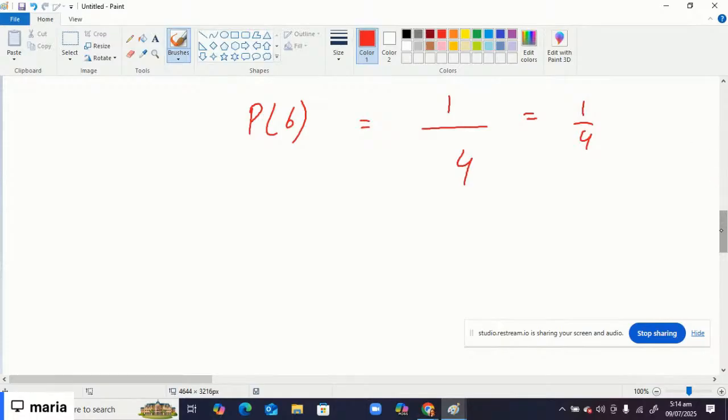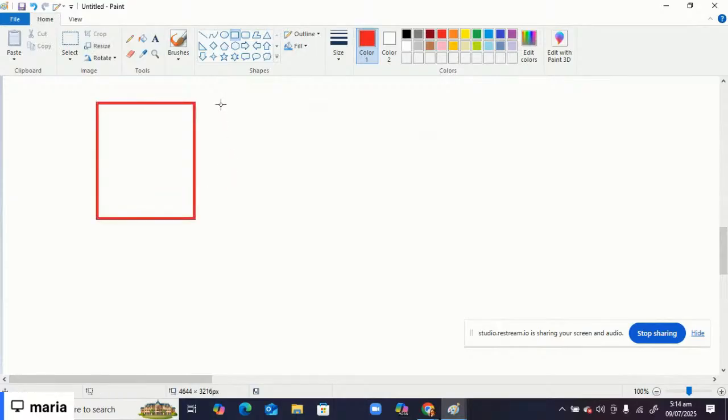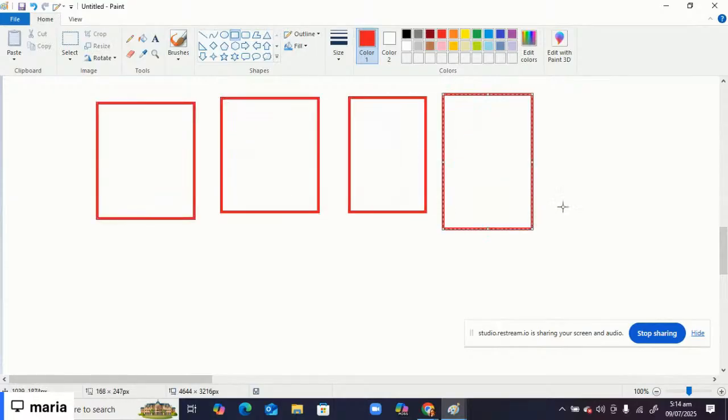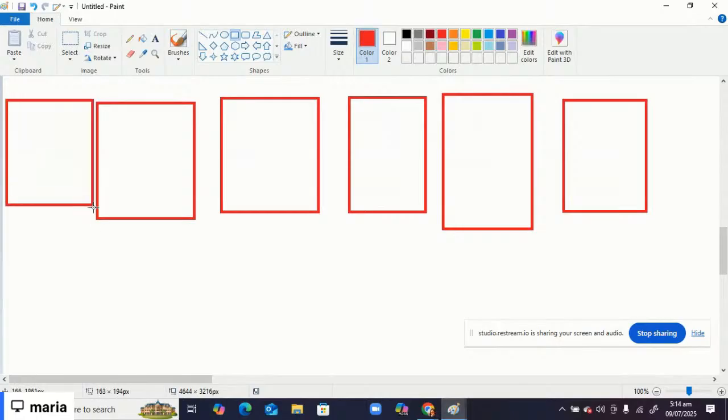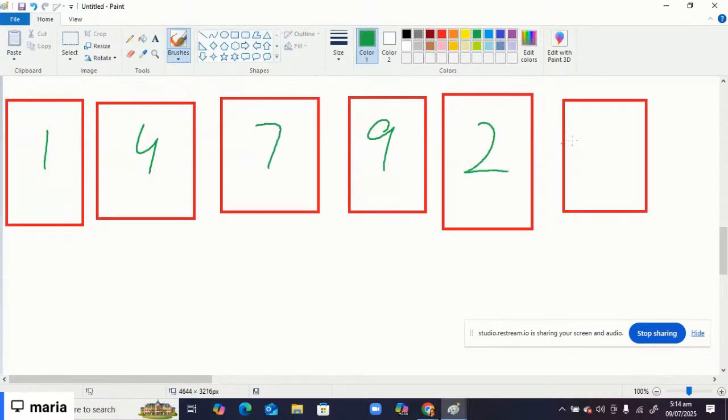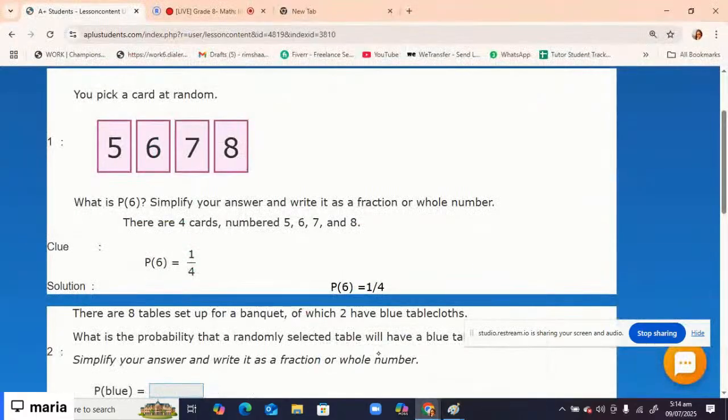Let's suppose there are the total cards here. These are the total cards. So what is the probability of P of 2? How many total cards? 1, 2, 3, 4, 5, 6. So we are putting 6 in the bottom. And how many cards are 2? That is only 1, so we put it here. So 1 by 6 is your answer. Okay.